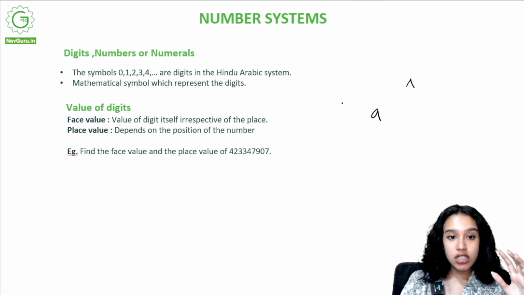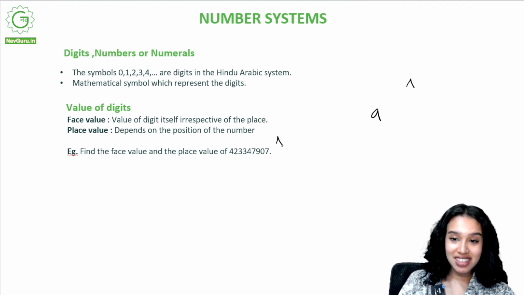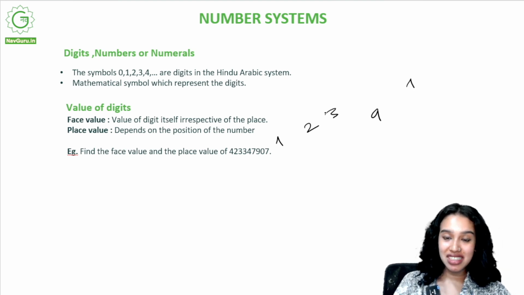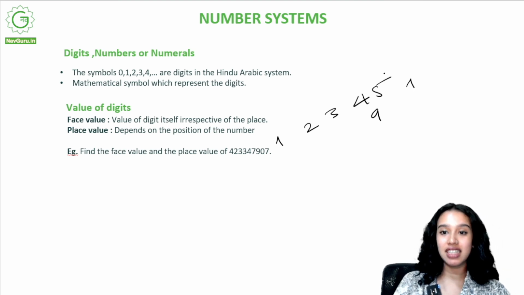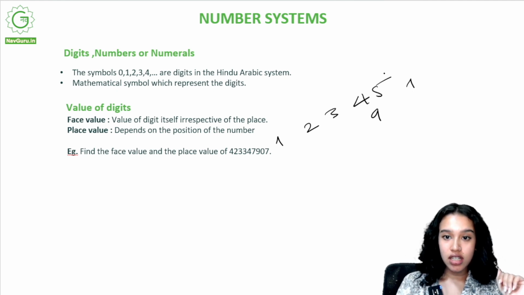And what is a number? Exactly this is the number, 1, 2, 3, anything we write, 4, 5, everything goes to numbers. Now we have two things called the value of digits.